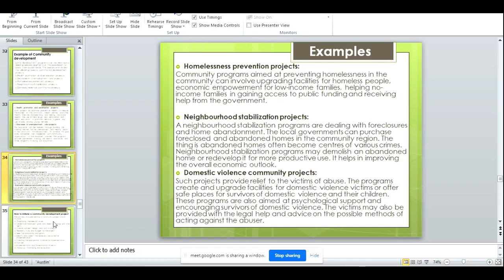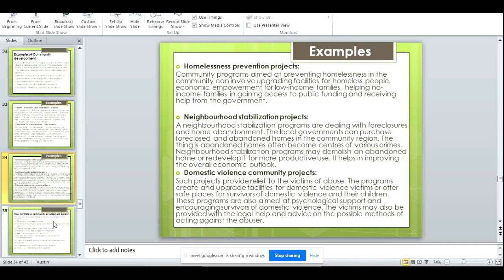Another example is neighborhood sterilization project. The neighborhood sterilization programs deal with foreclosures and home abandonment. The local government can purchase foreclosed and abandoned homes in the community. The thing is, abandoned homes often become centers for various crimes in the community. So neighborhood sterilization programs may demolish an abandoned home or redevelop it for more productive use. It helps in improving the overall economic outlook of the community also.